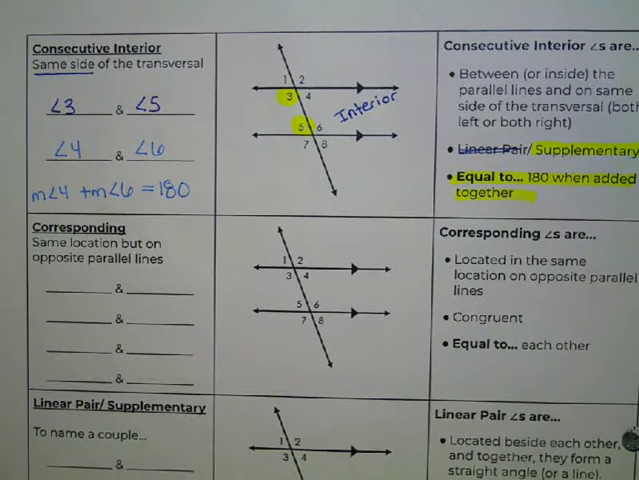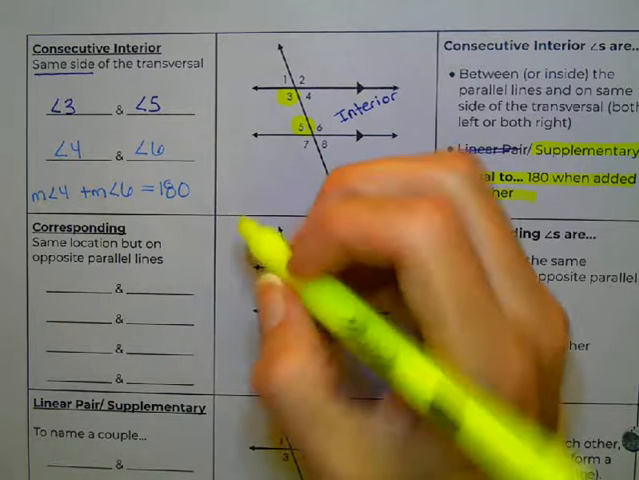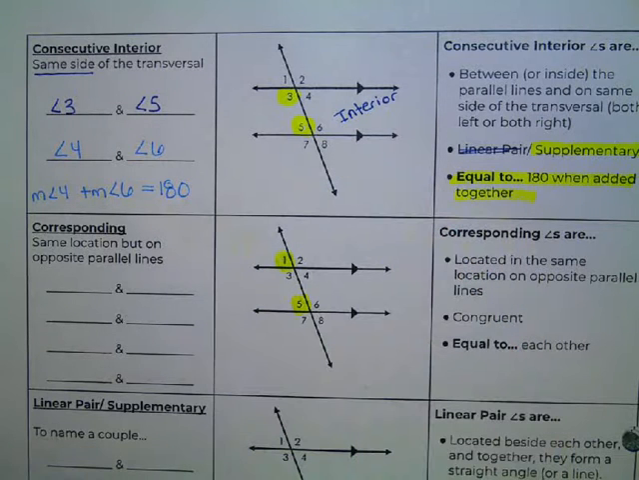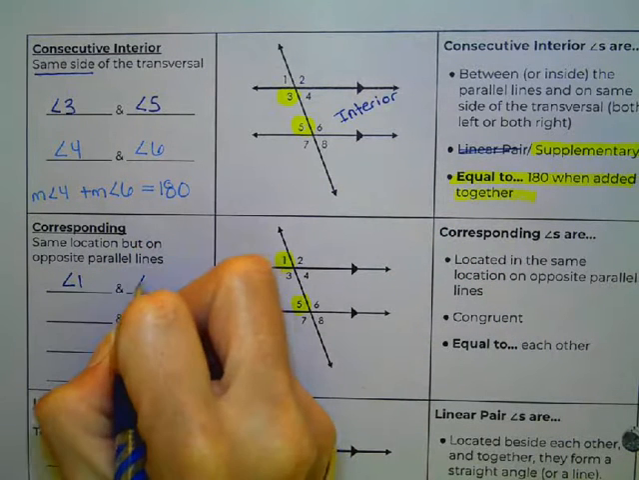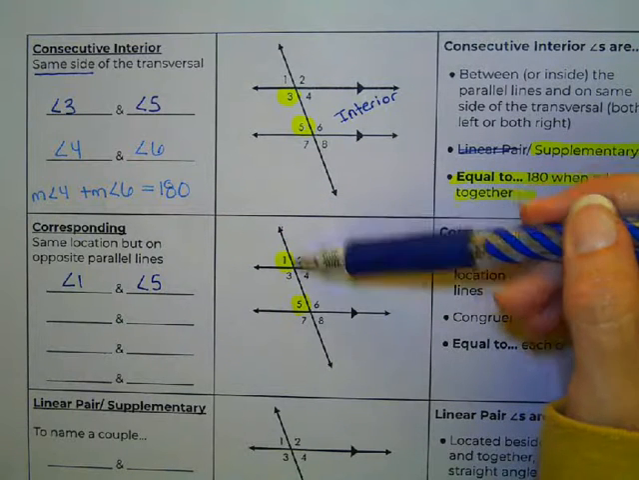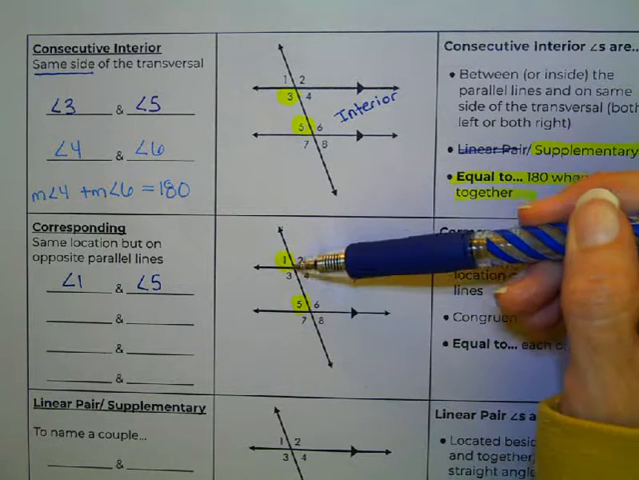Corresponding angles are in the same location but on opposite parallel lines. So instead of being opposite of the transversal, this is talking about where they're located. An example of corresponding could be angle 1 corresponds to angle 5. They're in the same position. They're both on the left-hand side of this line, and they're both above the parallel line.